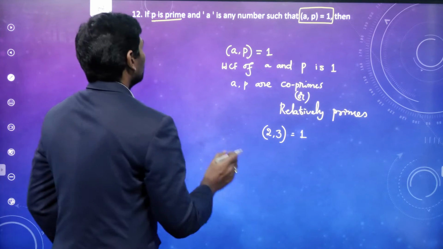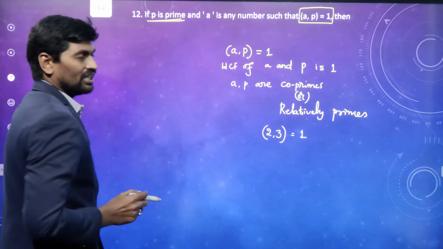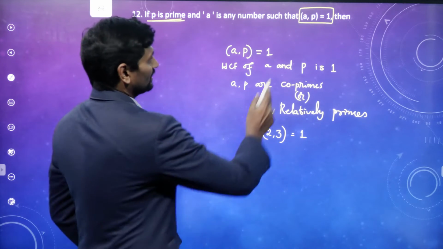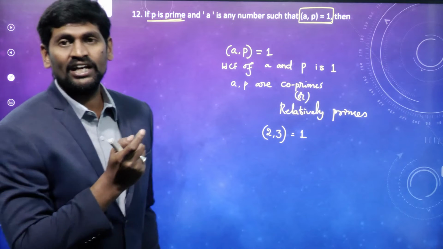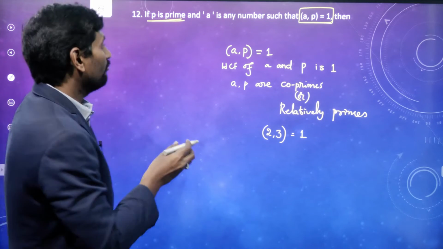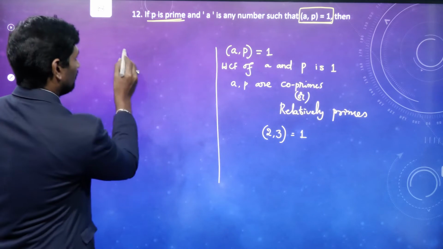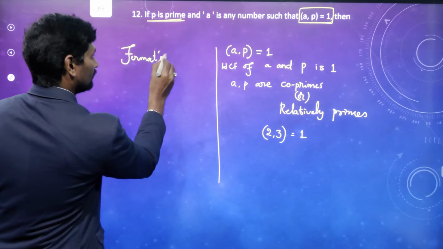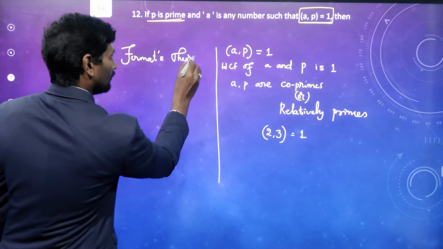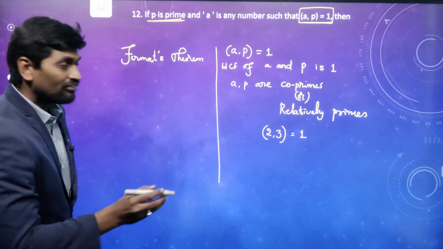Okay. So if P is a prime number and A is any number such that (A, P) equals 1, this condition we have identified in our previous classes as Fermat's theorem. What is Fermat's theorem?